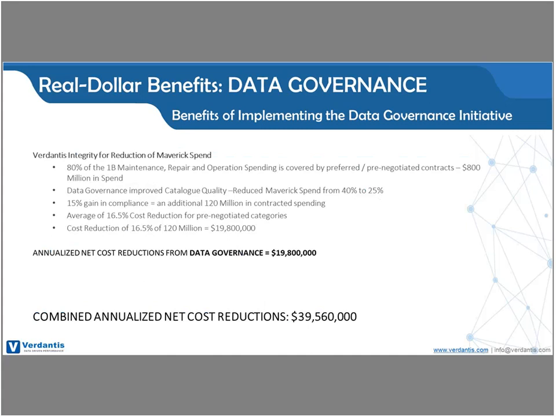They calculated the penalty for buying off contract was 16.5%. Gartner will tell you that's closer to 18%. So their cost reductions by increasing spend compliance by 15% is almost another $20 million. So their total net cost reductions they were looking at is close to $40 million for an $8 billion company.